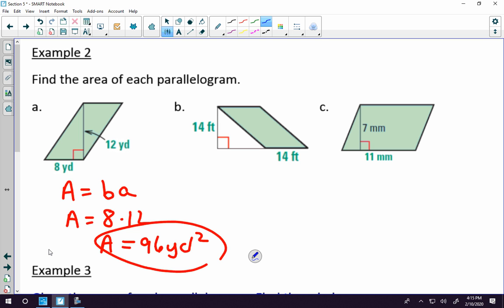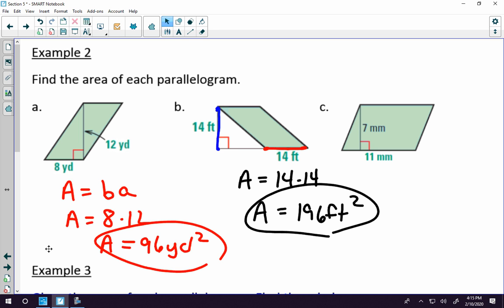If we go on to example B, hopefully you realize in example B that in this case the altitude of the parallelogram is exterior to the parallelogram, okay? And the base of the parallelogram is here. So to find the space inside of the shaded parallelogram, it's going to be the base length of 14 times the altitude of 14. So we get the area equals 196 square feet.